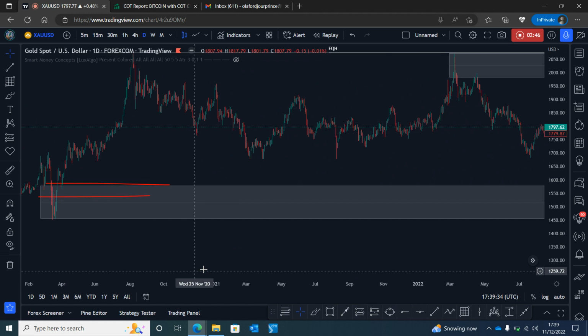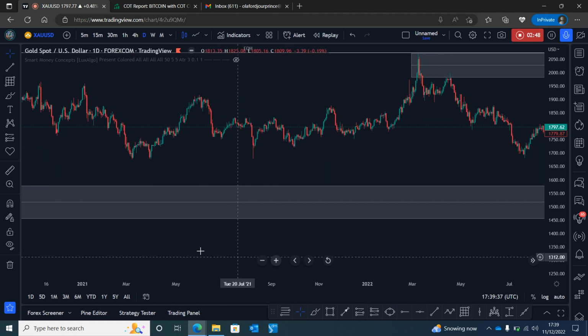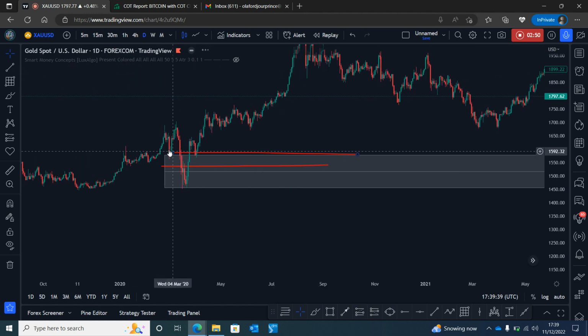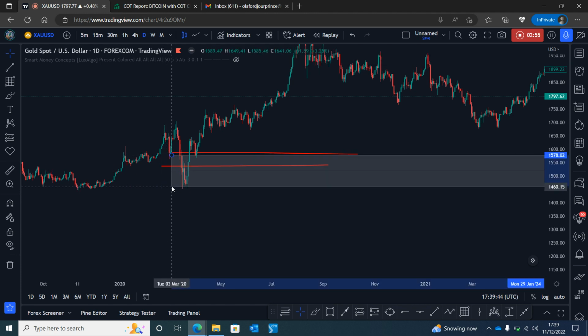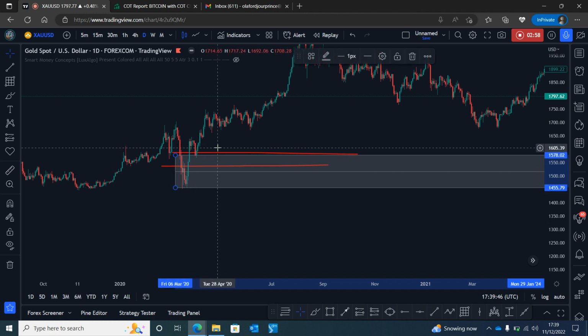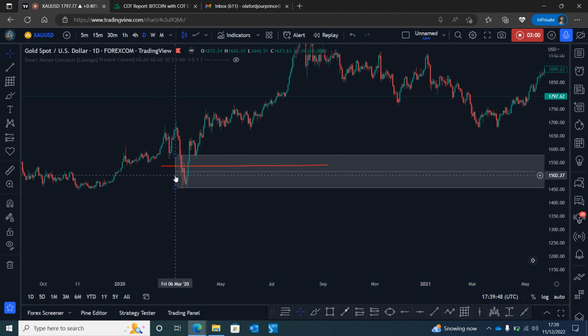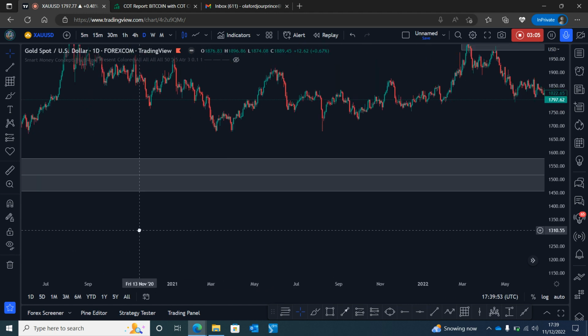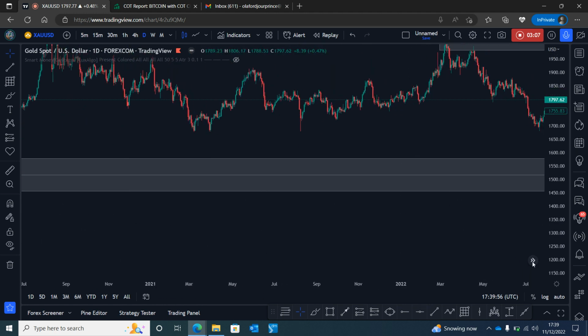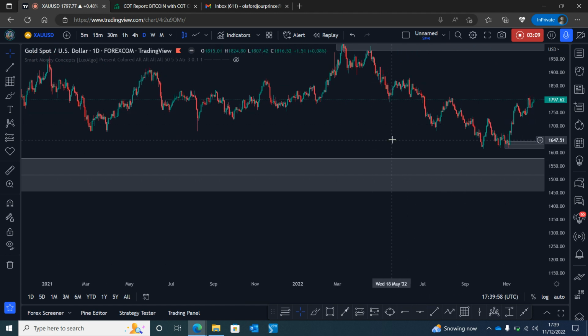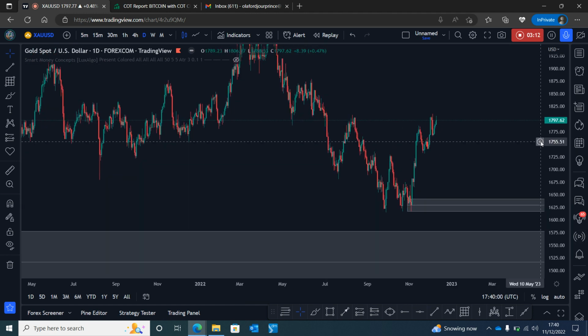So we do have lots of areas that need to be liquidated because of price action, because of inefficiency in the market. As you can see, this still stands in terms of price needing to come down and collect liquidity on both sides, as we can see. So now we have liquidity here.